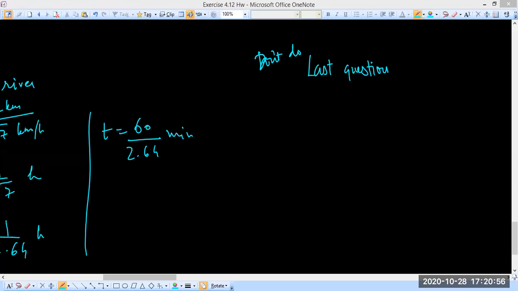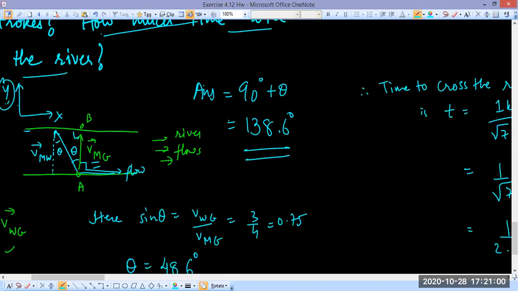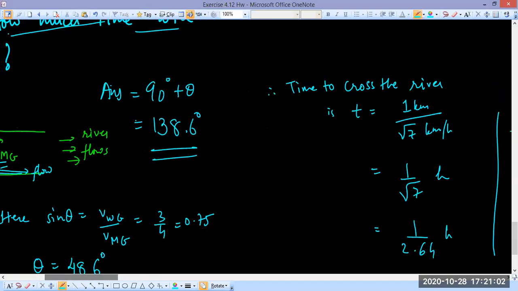Can you please bring the solution of the last question? Okay, here it is. Now we are going over to the next topic, and that is circular motion. Okay, circular motion. Last topic in this chapter.